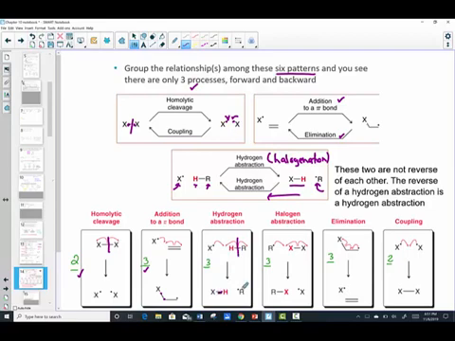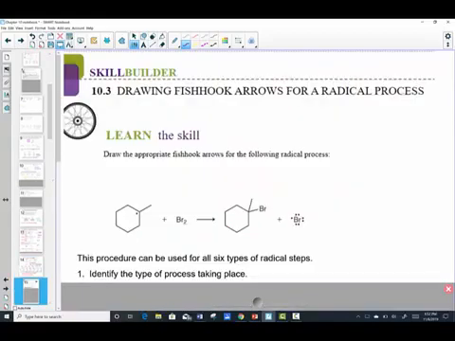That can happen as a halogen or a hydrogen. If the halogen bond breaks, same process. Elimination restores the pi bond, and coupling restores the single bond sigma. Let's practice. Let's draw all the appropriate fishhook arrows for the following radical process.